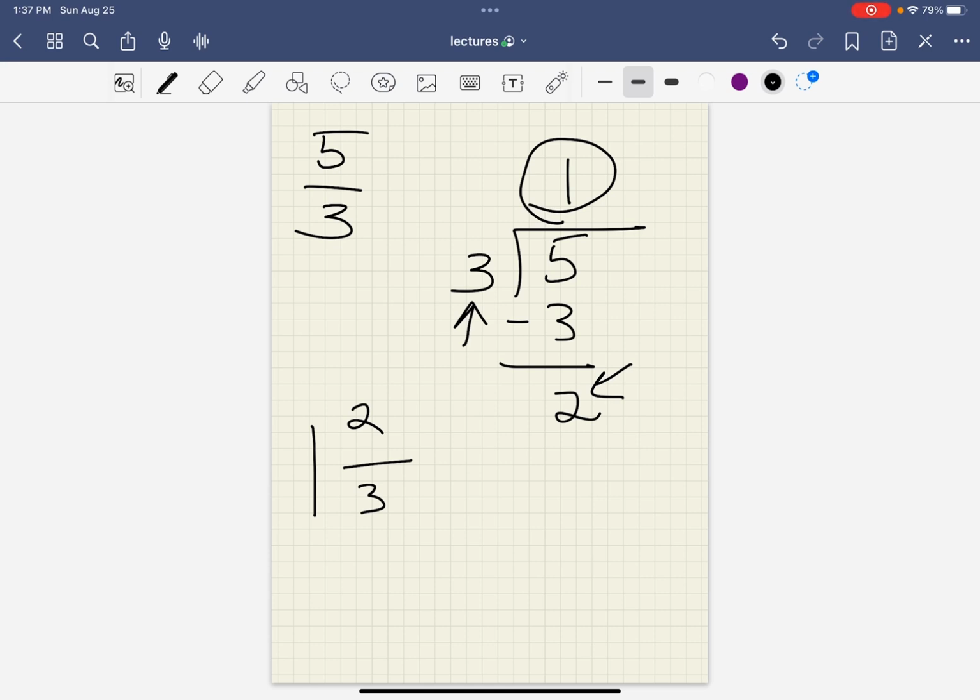Okay. The next one is 6/3. So the 6 goes in the box, 3 goes outside the box, and how many times does 3 go into 6? 2 with no remainder, so it's just equal to 2.